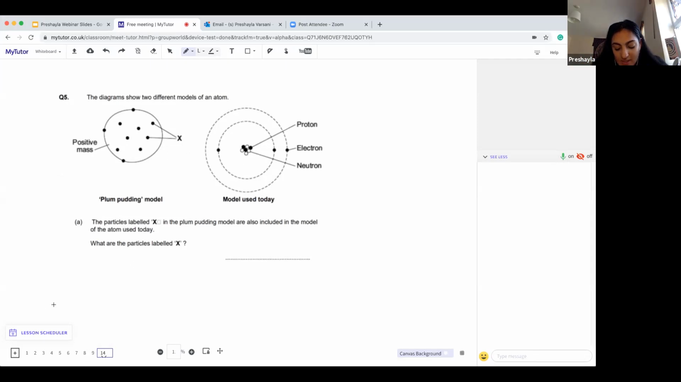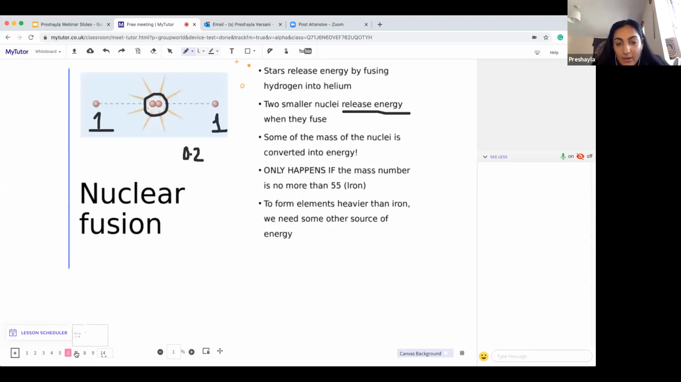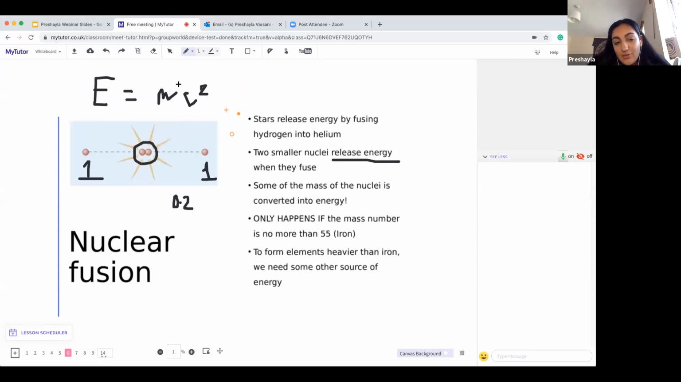Okay, someone said energy can't be created or destroyed, so how can we go from mass to energy? Well, it's not being created or destroyed, it's simply being transferred from the form of the mass into the form of energy. It's not being created, it's just being transferred from the mass to the energy.